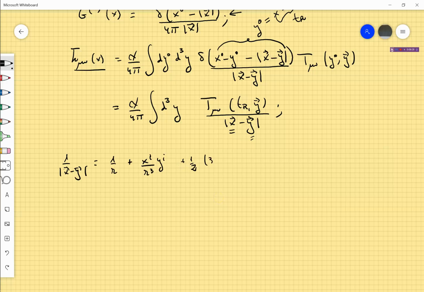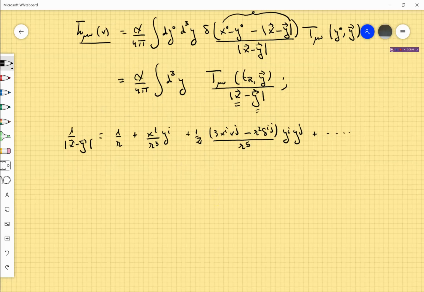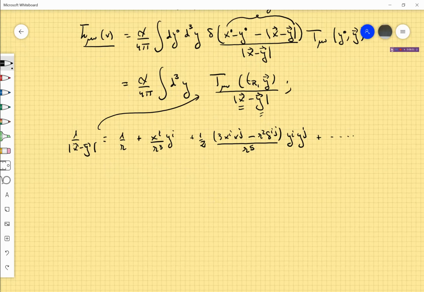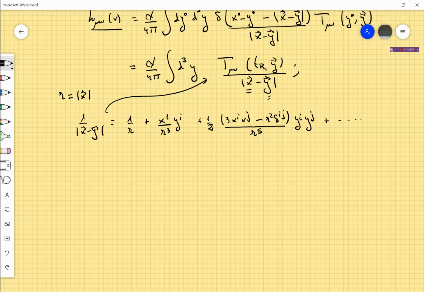3 x_i x_j minus r squared δ_ij divided by r^5, and this multiplied by y^i y^j, plus terms of higher order, in fact, in 1 over r. Now we plug this expansion here, but I forgot to say that r is evidently the absolute value of x, and because it doesn't depend on y, you can take it out of the integral, and you get an expansion in integrals of h̄^μν of x.